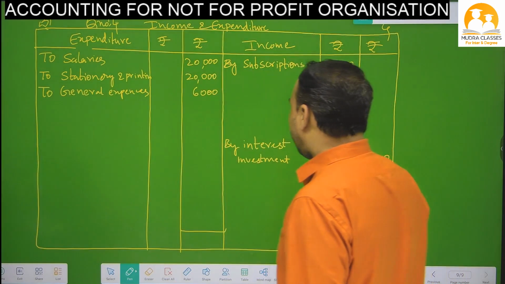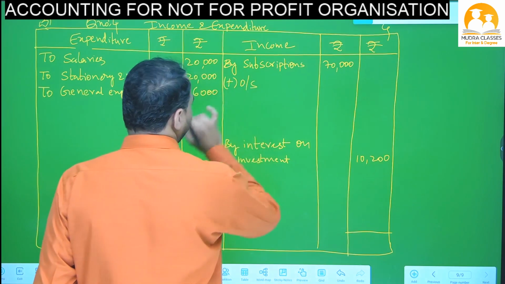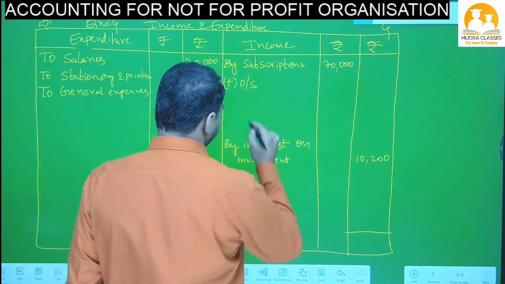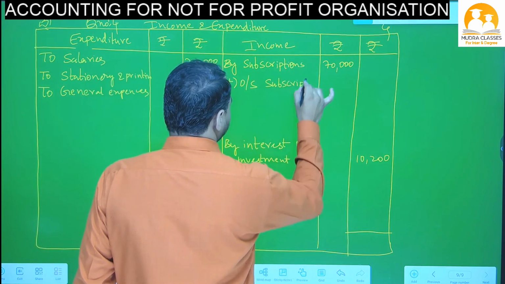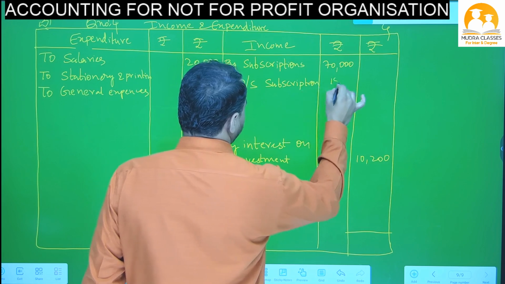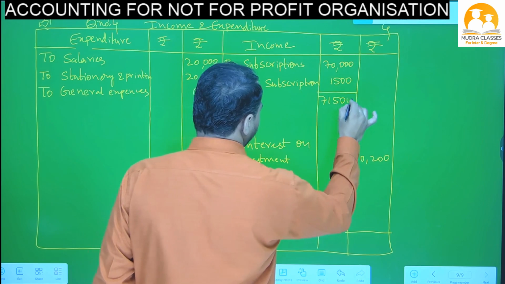So here we have to add outstanding. O by S means nothing but outstanding. So outstanding subscription 1,500 we have to add. So in the inner column itself you write 71,500.